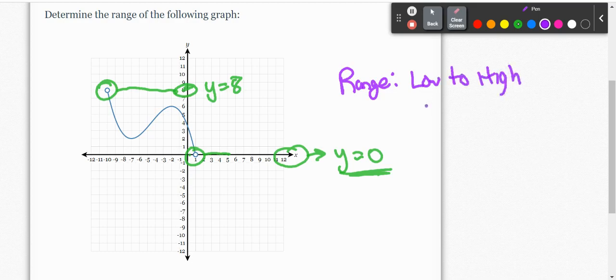So we're going to say our lowest value was 0, comma, the highest high was 8, and then we're not touching either one of them, so we use parenthesis on both. Biggest mistake people do is they just do them out of order because our brain says this comes first because we're reading the graph left to right, but we have to translate to be low to high.